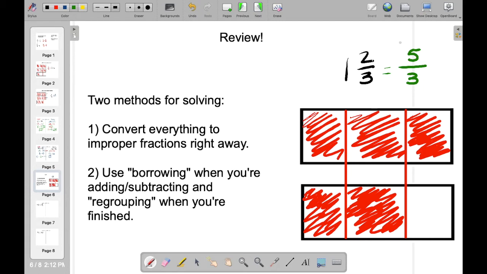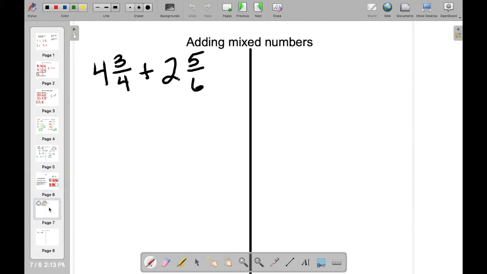Then when we solved the problems, there were 2 different strategies that we used. The first one was converting everything to improper fractions right away and solving it with improper fractions. The other is to use borrowing or regrouping to try to subtract or add the whole numbers and the fractions separately. So we're going to do 2 more examples here. We're going to try to use both algorithms again.